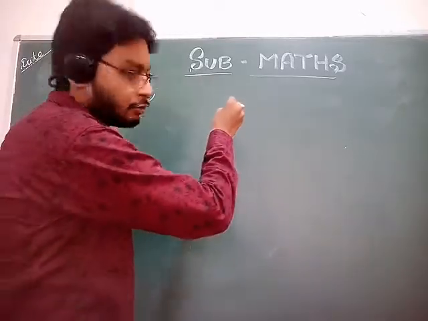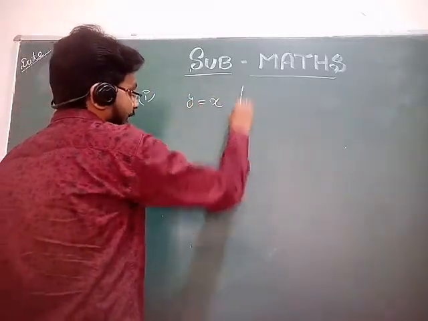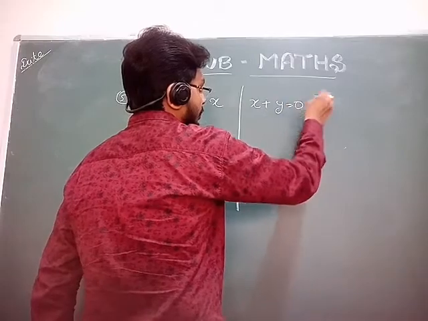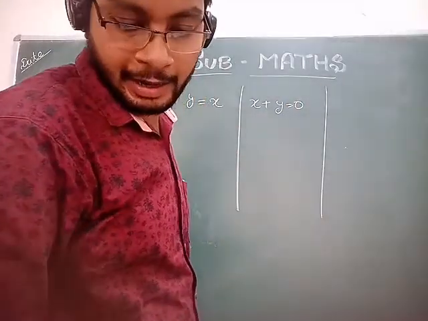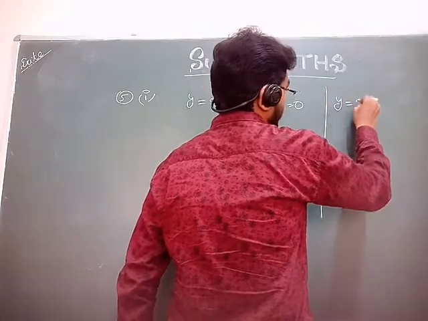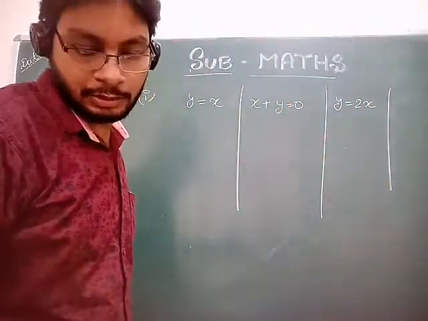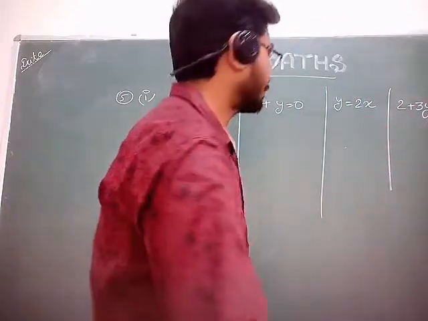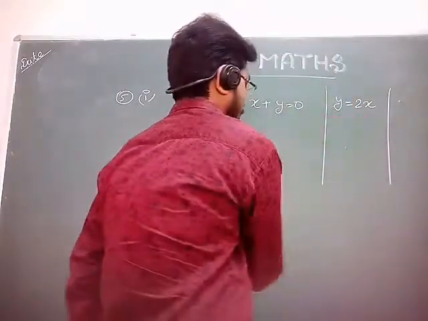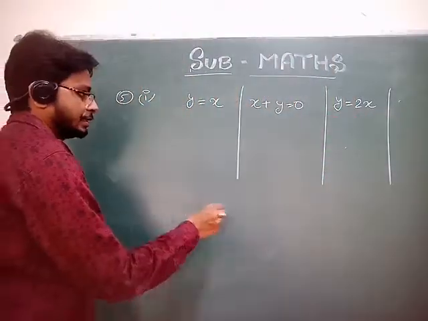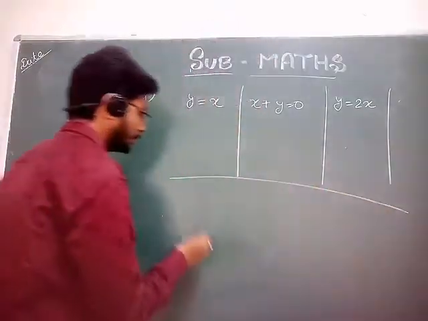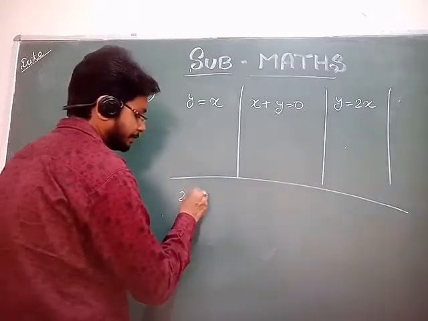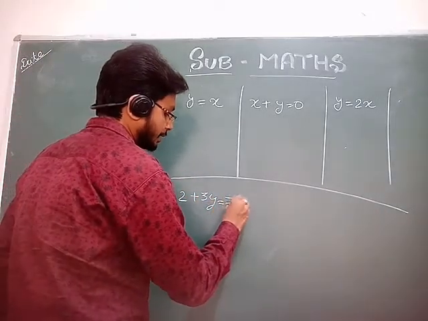First equation is y is equal to x. Second one is x plus y is equal to 0. And next is y is equal to 2x. And the fourth one is 2 plus 3y is equal to 7x.